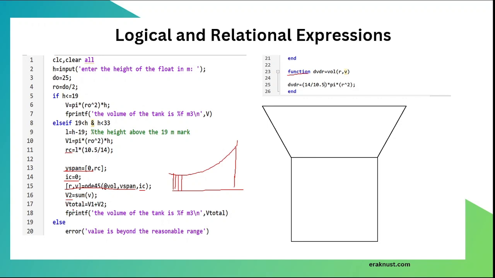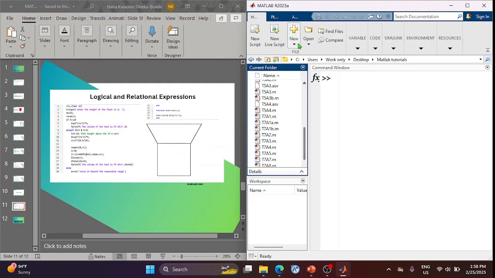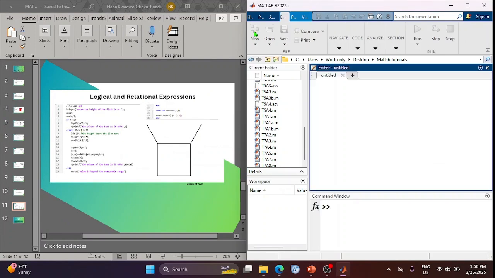Then we can see that the total volume is going to be V1 plus V2. V1 is going to be the volume for the cylindrical portion, and V2 is going to be the volume for the conical side that we have summed together. So we'll move into MATLAB and try that out. Let's open a new script.